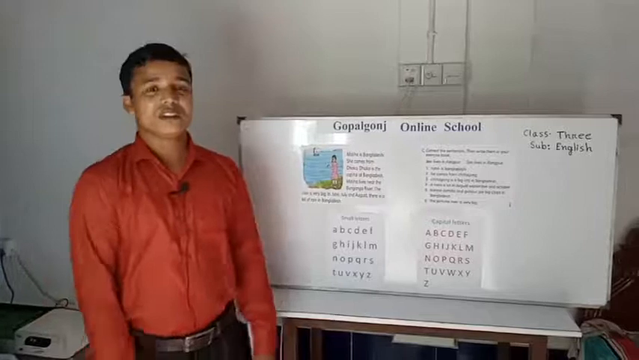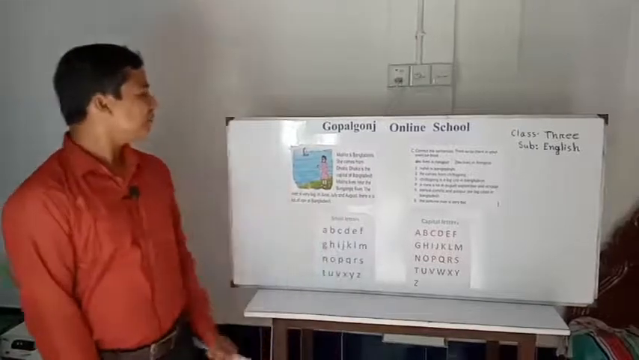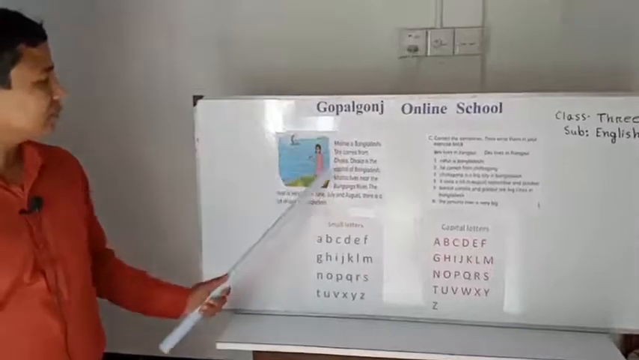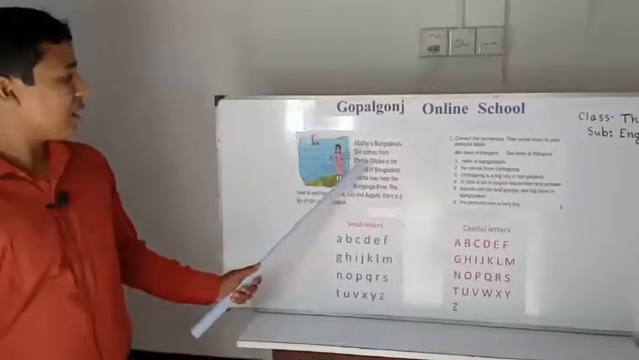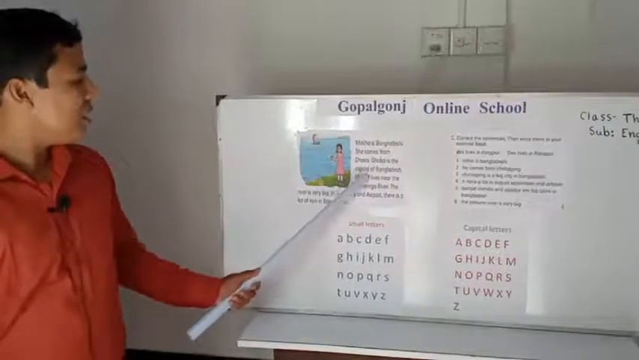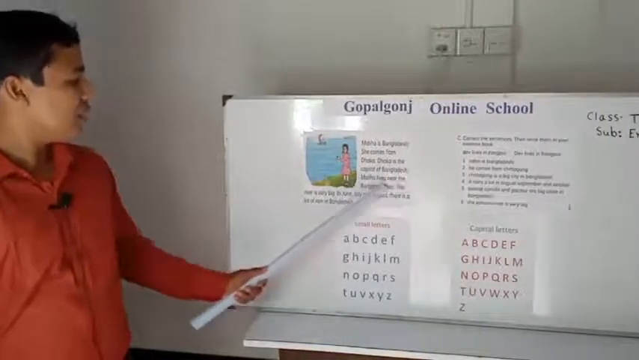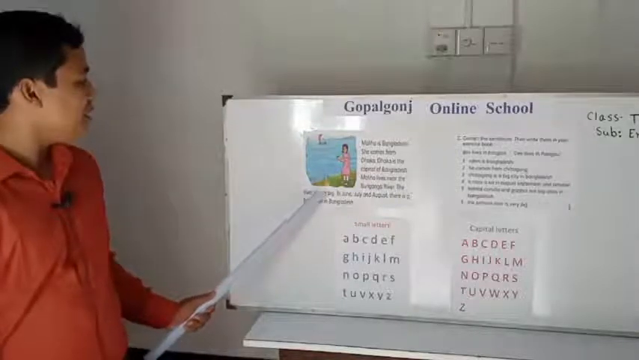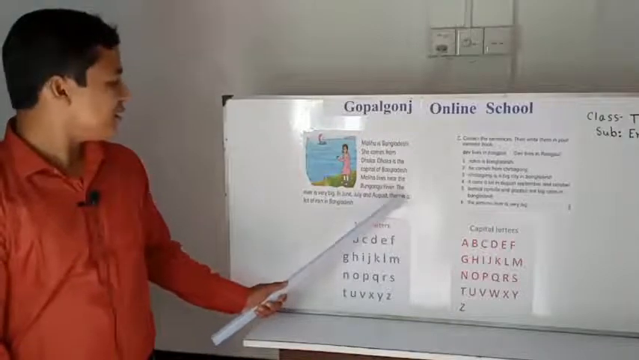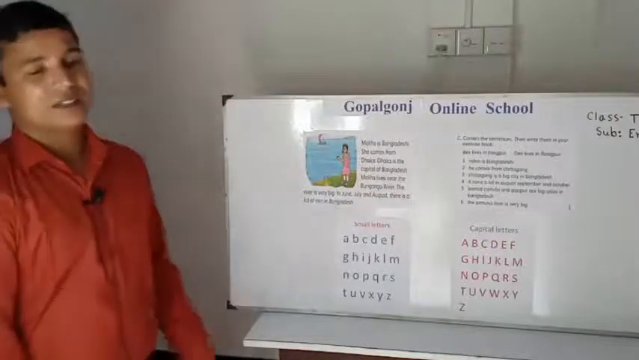Please, dear students, listen again and try to understand. Maliha is Bangladeshi. She comes from Dhaka. Dhaka is the capital of Bangladesh. Maliha lives near the Buriganga river. The river is very big. In June, July and August, there is a lot of rain in Bangladesh.